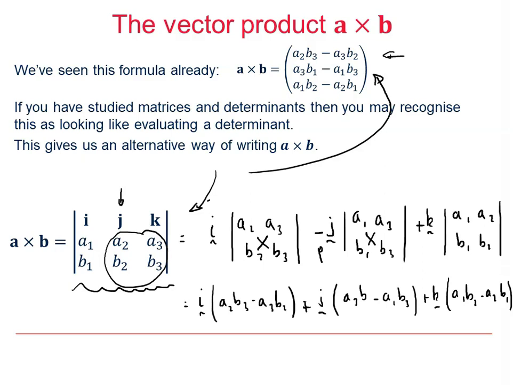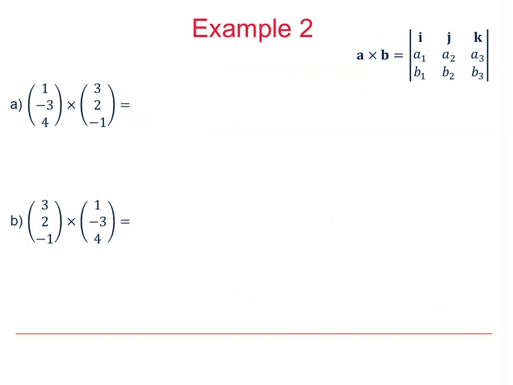Now again, you will be given this in your formula sheet in this form here. So as long as you know how to calculate the determinant of a 3 by 3 matrix, then you can calculate the cross product in this way. The first thing to do is to write this as a determinant. So the first row of which is I, J, K, those unit vectors. The second row is the components of A, so it's 1, negative 3, 4. And the last row is the components of B, 3, 2, negative 1.